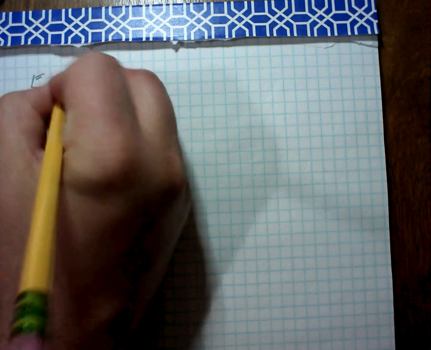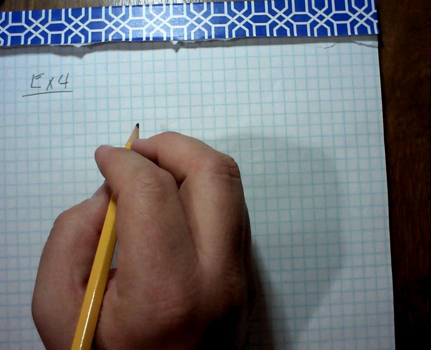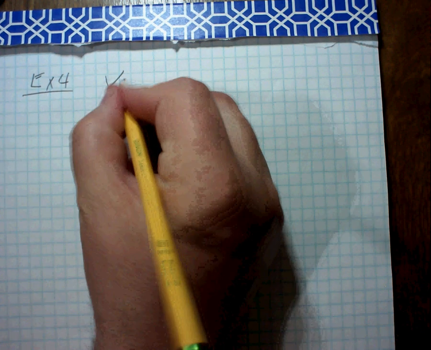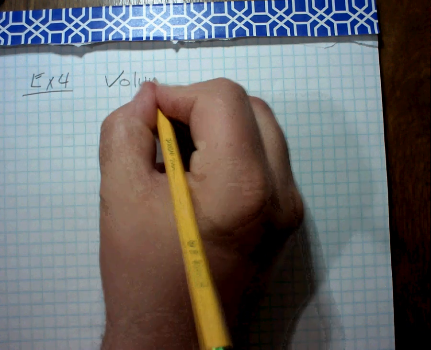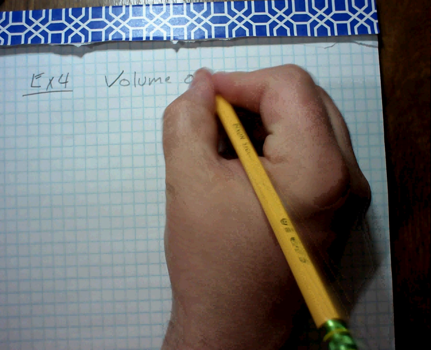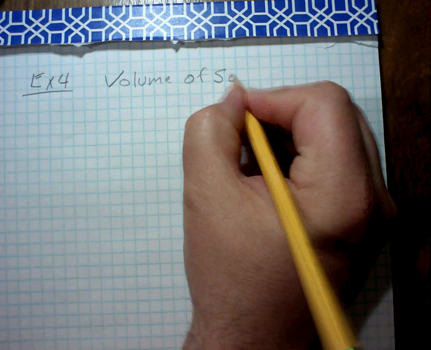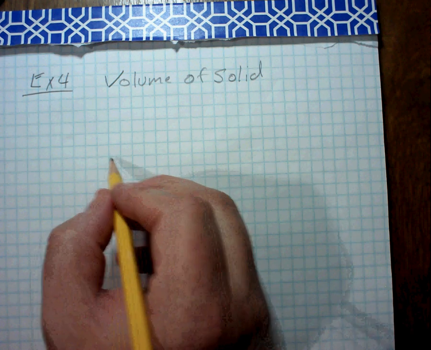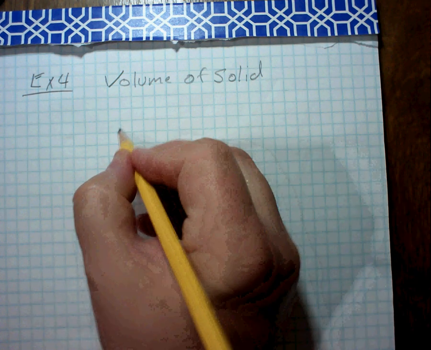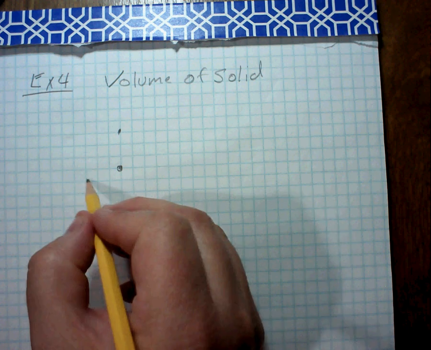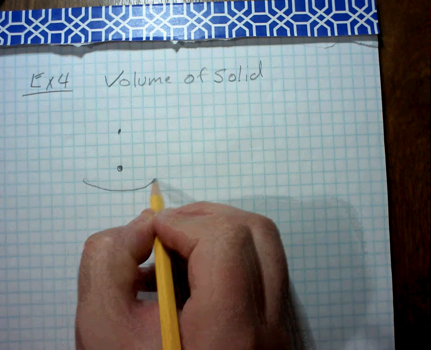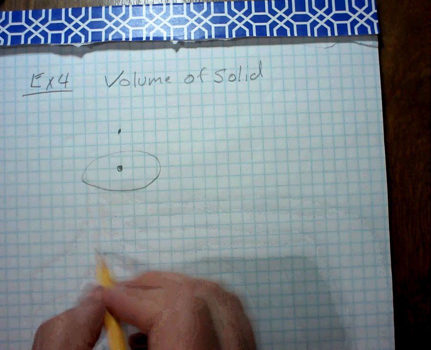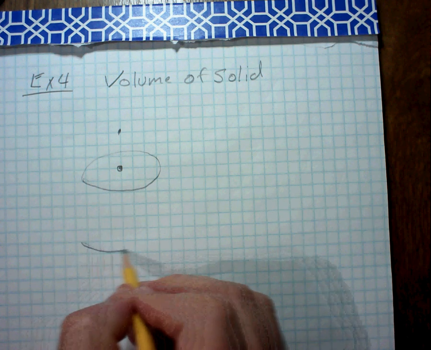So for example number 4, we need to find the volume of a composite solid. Composite is just a fancy word for a combination of things. So we have something that looks like this, and then something that looks like this.